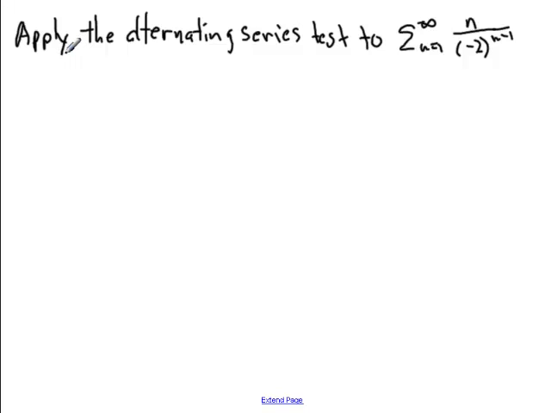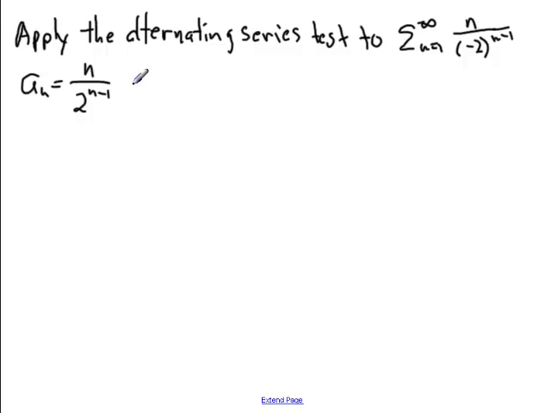Apply the alternating series test to the sum from n equals 1 to infinity of n over negative 2 to the n minus 1. So what we have to do here is first of all identify our a_n. Our a_n is equal to n over 2 to the n minus 1. So we're leaving out the negative part, which can be factored out as negative 1 to the n minus 1, leaving us with the positive portion of the summand, which is n over 2 to the n minus 1, which is our a_n.